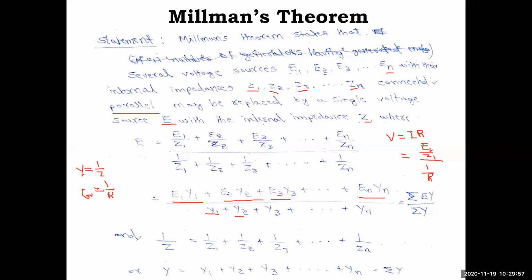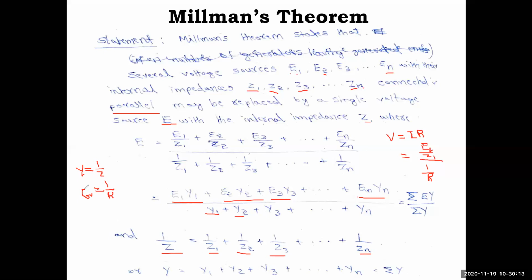And the internal impedance: they are connected in parallel, which means the equivalent impedance is given by 1 by Z equal to 1 by Z1 plus 1 by Z2 and so on. As many sources as there are, that many internal impedances are there.